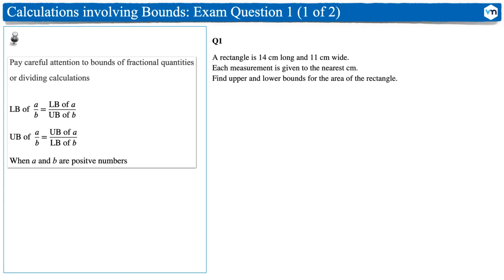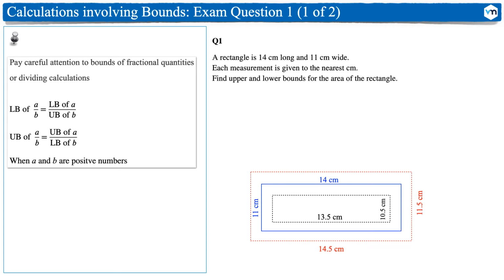In question 1, a rectangle is 14 centimetres long and 11 centimetres wide, and each measurement is given to the nearest centimetre. We need to find the upper and lower bounds for the area of the rectangle. The diagram may help visualise the situation.